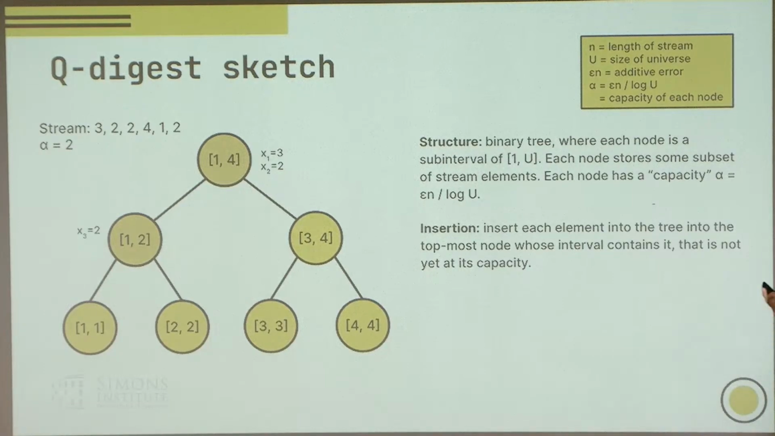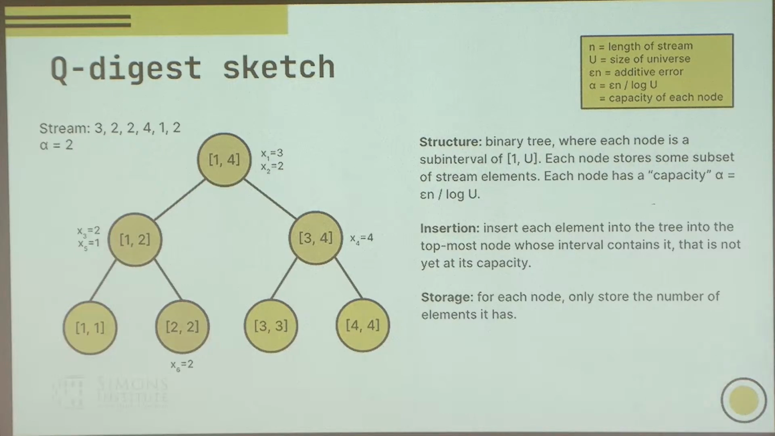Okay, x4 is now 4. That has to go on the other side, right? It's in the interval 3, 4, not 1, 2. x5 similarly goes in with x3. And now x6, you notice that node is now full with both x3 and x5. So we'll put it just at the very bottom here.